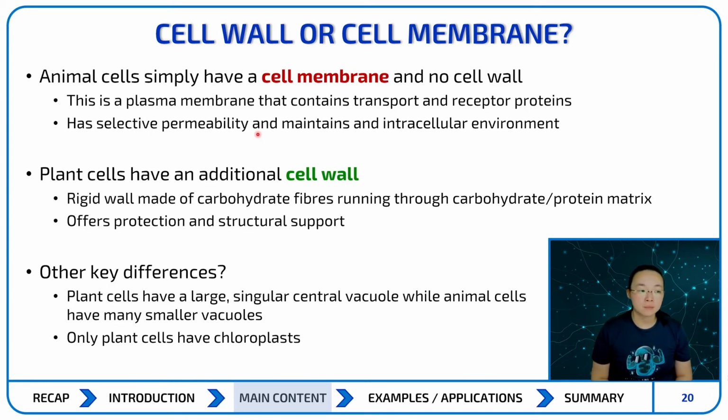intracellular environment. When we take a look at plant cells, though, they not just have a cell membrane, they also have an additional cell wall. And that cell wall is made of carbohydrate fibers that run through some sort of protein/carbohydrate matrix, or a glycoprotein matrix. So it offers protection and structural support. Other key differences I mentioned before, only plant cells have chloroplasts, and plant cells have one large singular vacuole, while animal cells have many smaller ones.